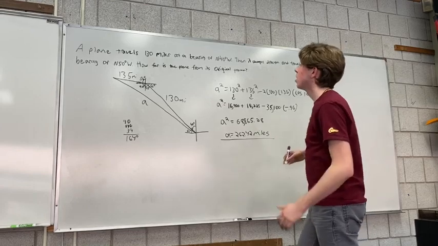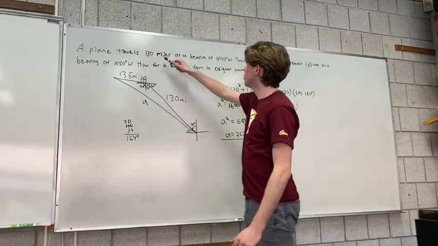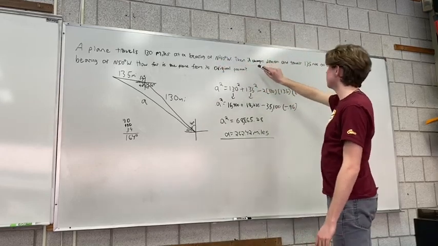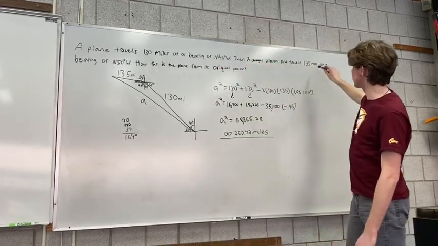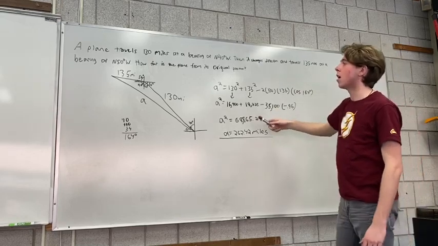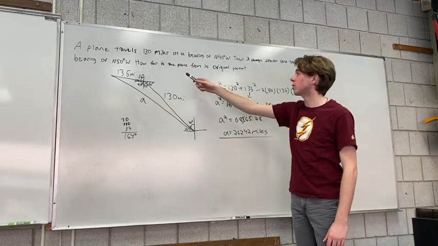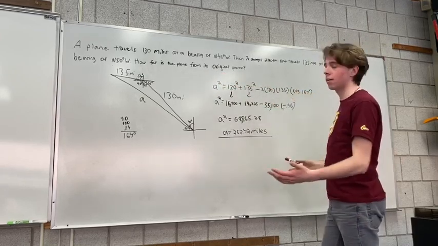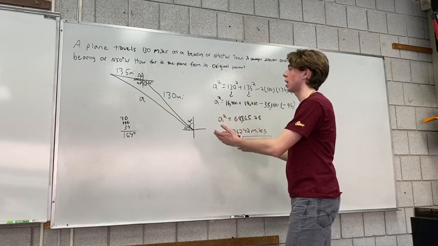Alrighty, so one example of a real-world application for the law of cosines can be seen in this problem. A plane travels 130 miles at a bearing of 40 degrees west of north. Then, it changes direction and travels 135 miles at a bearing of 50 degrees west of north. So how far is the plane from its original position?